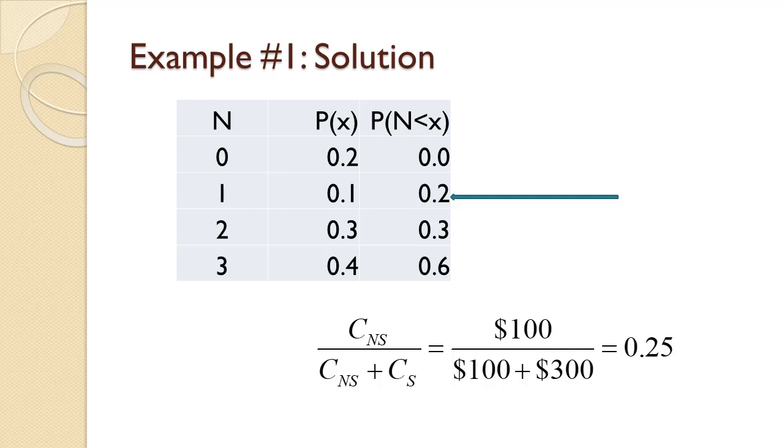The probability of less than 2 no-shows is the probability of 0 no-shows plus the probability of 1 no-show. Finally, the probability of less than 3 no-shows is just the sum of the probabilities for 0, 1, and 2 no-shows. Next, we compute the ratio of the no-show cost divided by the sum of the no-show cost plus the shortage cost. In this example, that would be $100 divided by the sum of the $100 plus $300. That equals 0.25. We wish to select the largest number of overbookings that has a cumulative probability less than this value. In this case, an overbooking of 1 unit is the largest overbooking with an accumulated probability of less than 0.25.